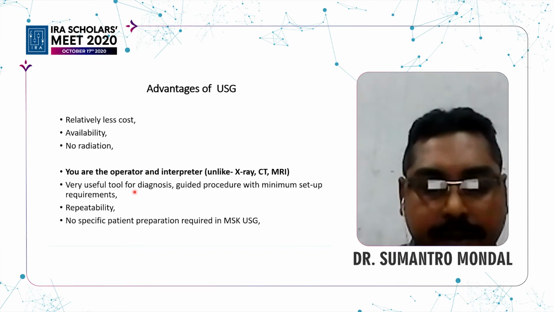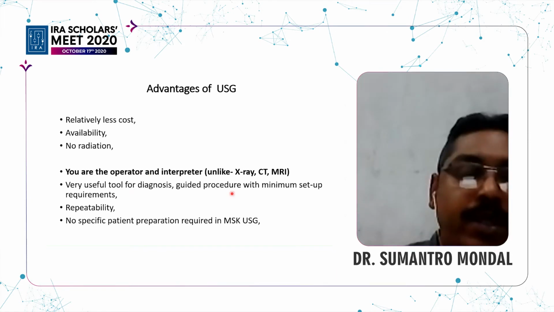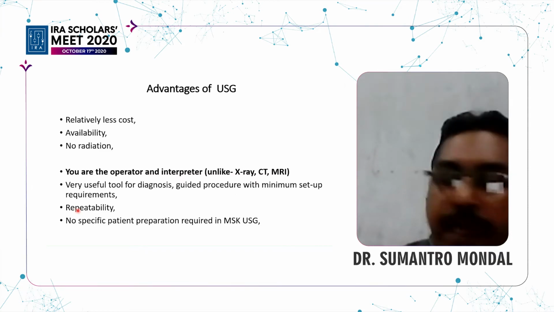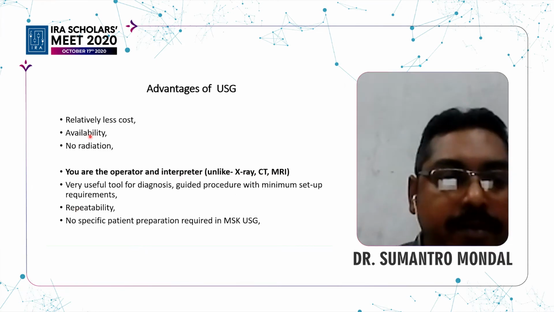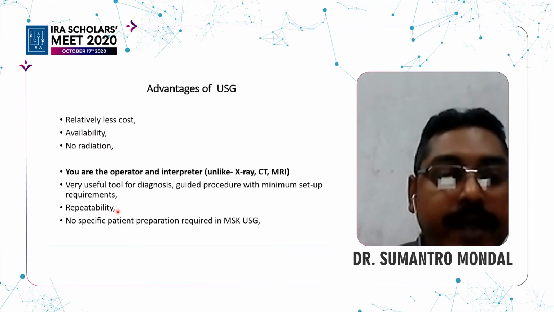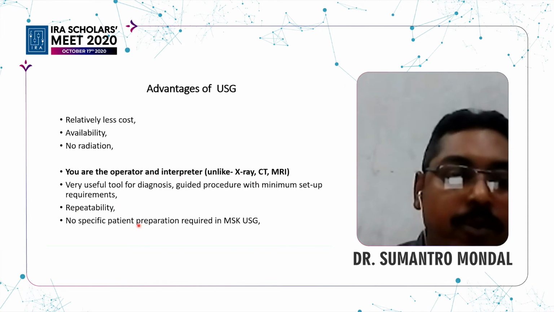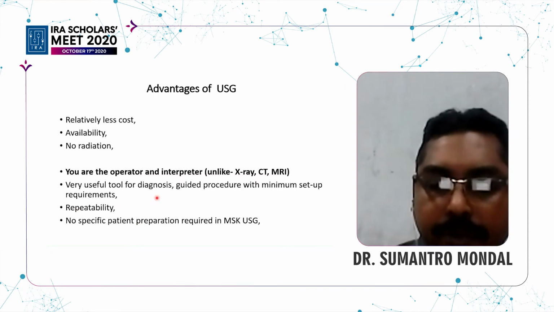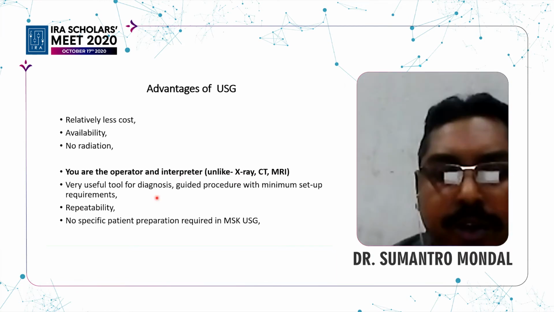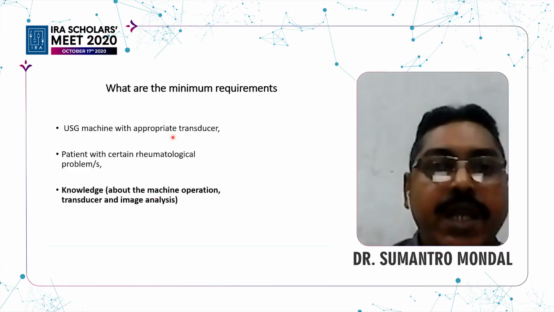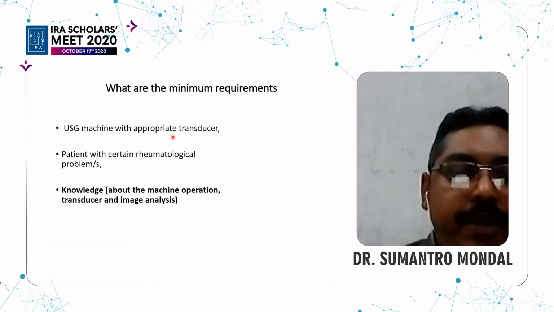It is also useful for guided procedures with a very minimum setup requirement. You do not hesitate to repeat it because there is no ionizing radiation. And unlike abdominal ultrasound, no specific patient preparation is needed for musculoskeletal ultrasound. But before going to the pictures of the normal and abnormal structures, let's have a look at what the basics of machine operation are. So these are the minimum requirements one needs to perform musculoskeletal ultrasound.